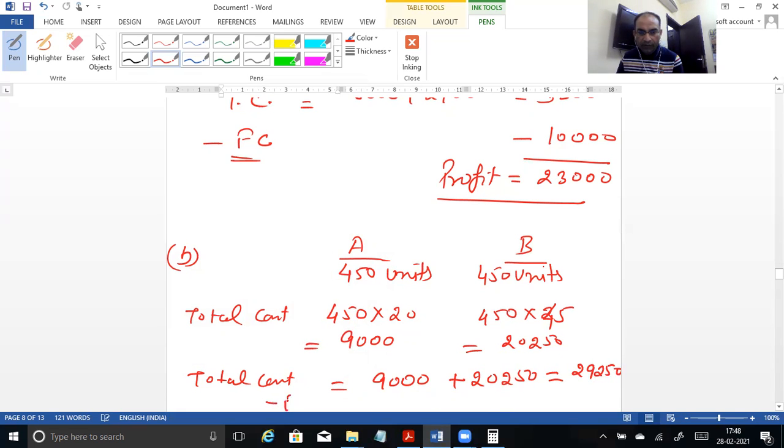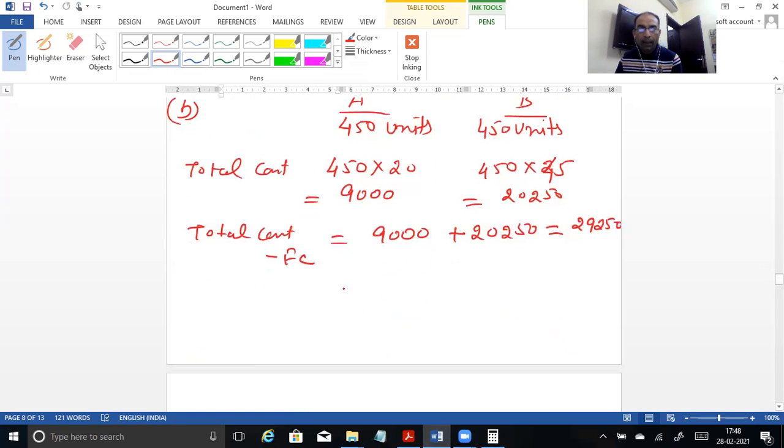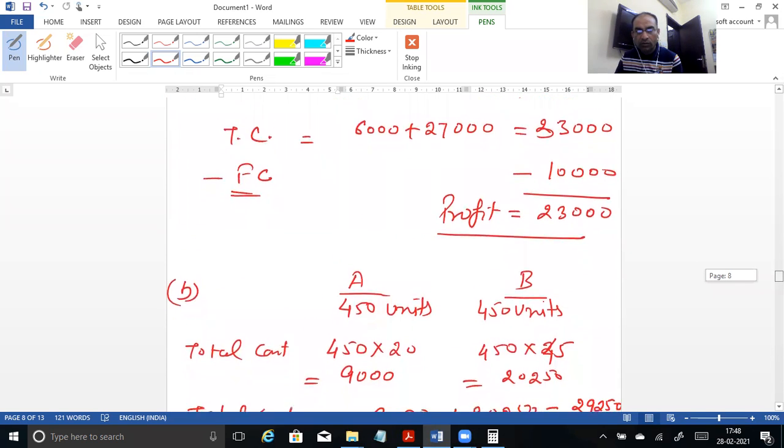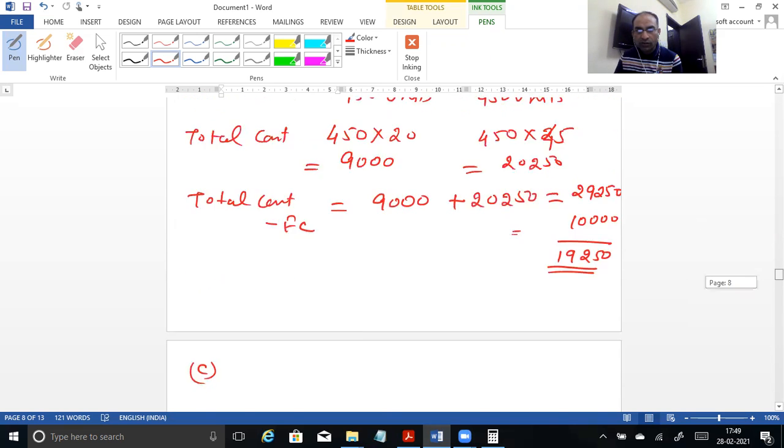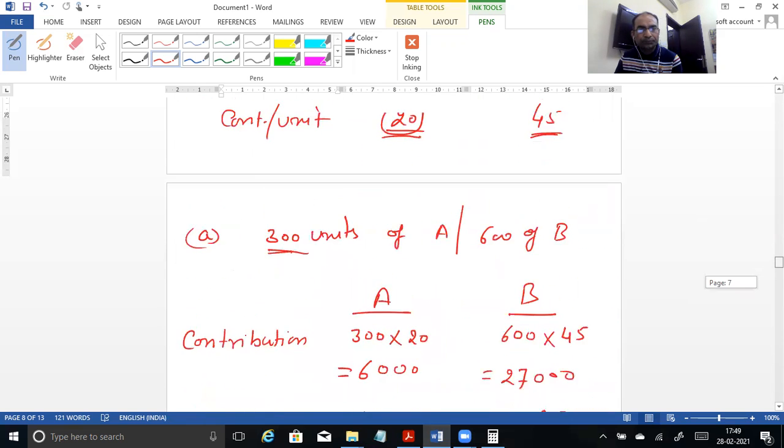If we subtract our fixed cost here, how much is our total fixed cost? Total fixed cost is 10,000. So in this situation, we will be getting a profit of 19,250. So if you compare option A and option B, option A is still better because there our profit is 23,000 and in B it is just 19,250. What about option C?